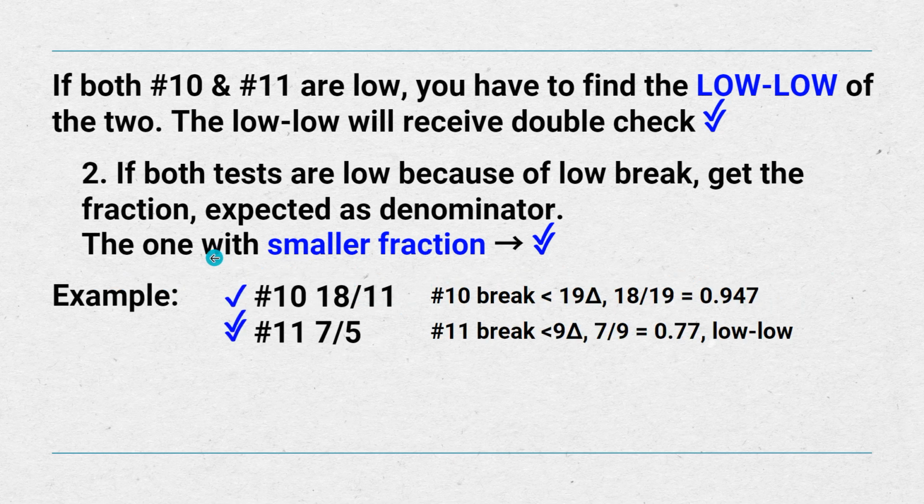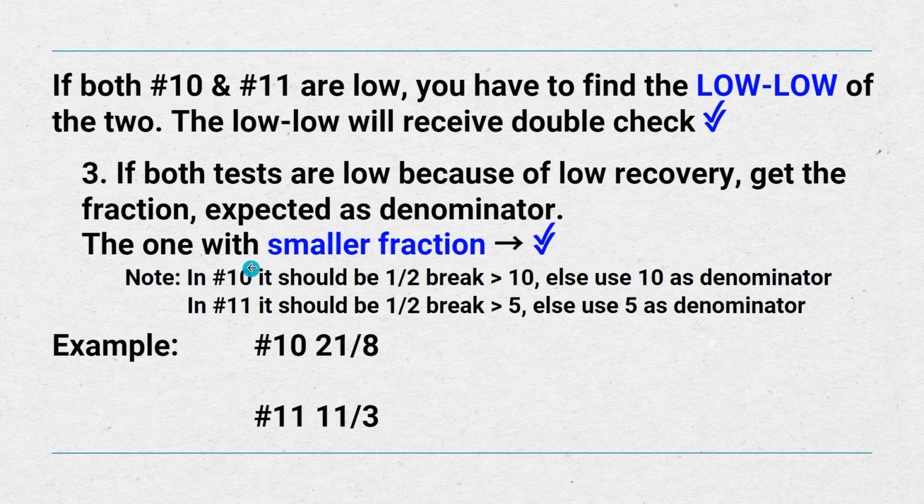Okay. So if ang number 2 is tungod sila duha kay low break, ang sa number 3 is because sila duha kay low recovery. If both tests are low because of low recovery, all you have to do is get the fraction with expected as denominator. The one with smaller fraction is to be double checked. Okay, we have here a note. In number 10, it should be 1/2 break is greater than 10, else use 10 as denominator. And in number 11, it should be 1/2 break is more than 5, else use 5 as denominator. Ako ra na siya explain more on.